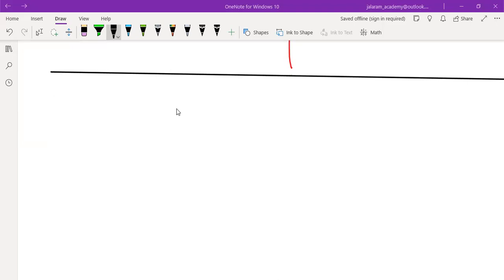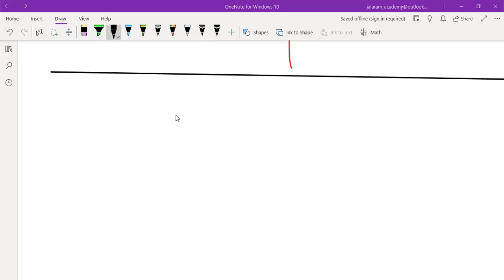Yes, sir. Repeat it thrice. T(r+1) is equal to nCr into x to the power n minus r into a to the power r.